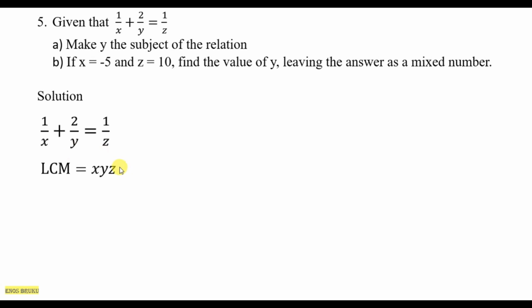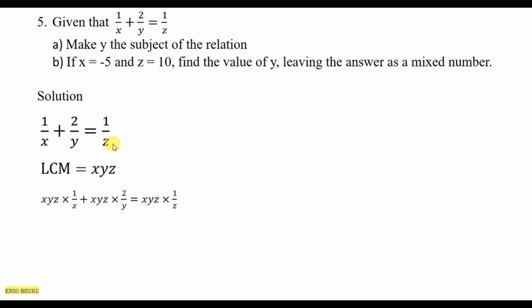Okay, so once we have found our LCM, all we are going to do is multiply each of the terms by our LCM. So we pick the first one, we multiply it by xyz. So xyz times 1 over x, plus xyz times 2 over y, equals xyz times 1 over z. Easy, right? Good.